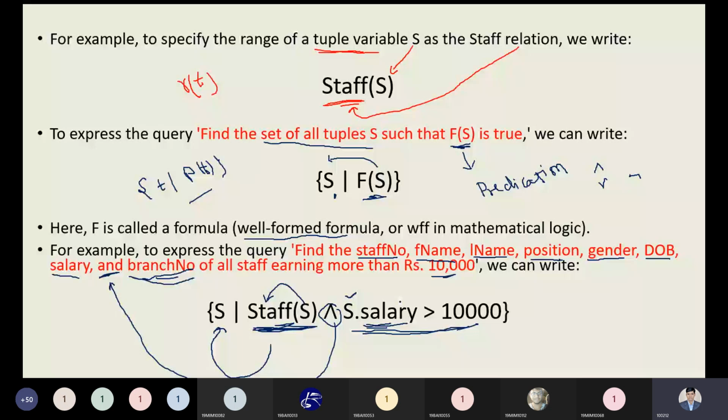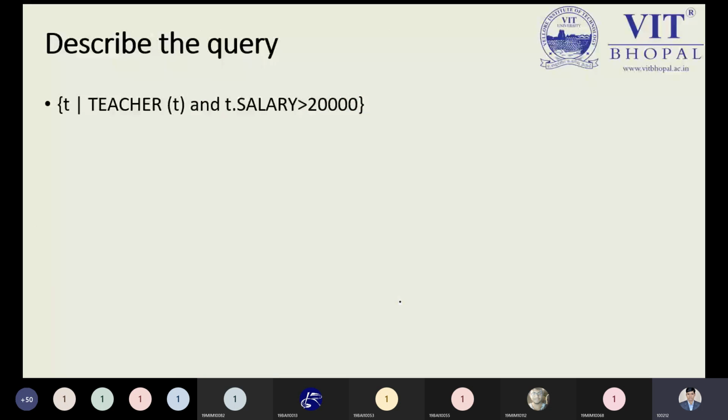Yes, sir. Okay, so I'm moving to my next slide. Here, describe the query. I'm giving a simple exercise to all. Think about this query. I have written it in tuple relational calculus. Now describe what is the sense of this query, and if you want to write this query as an English statement, how will you write it? What is it describing?